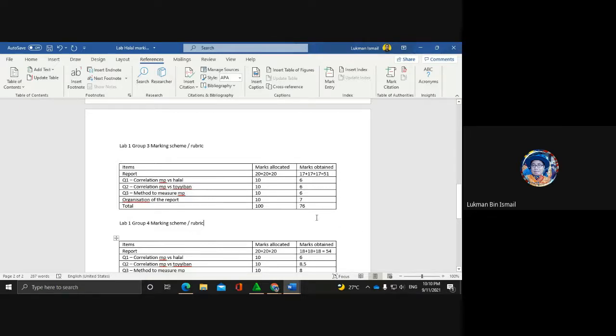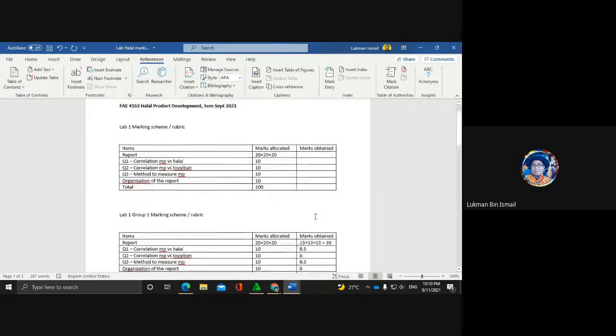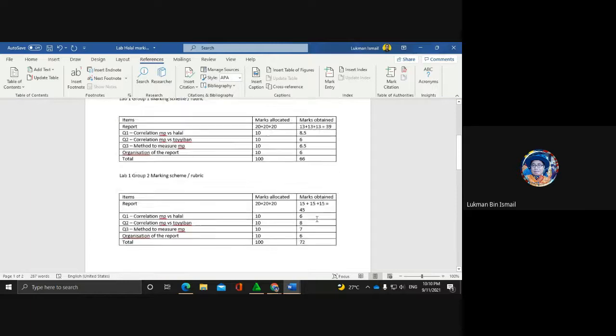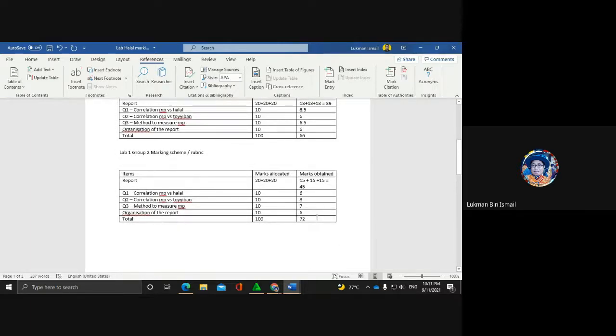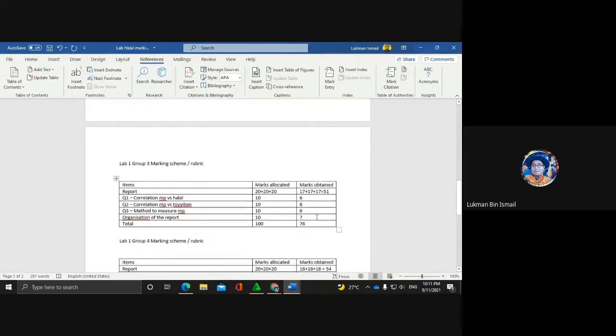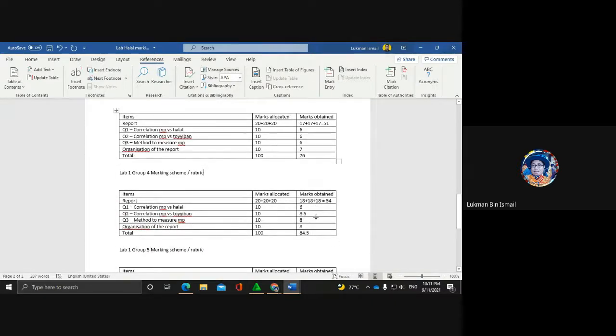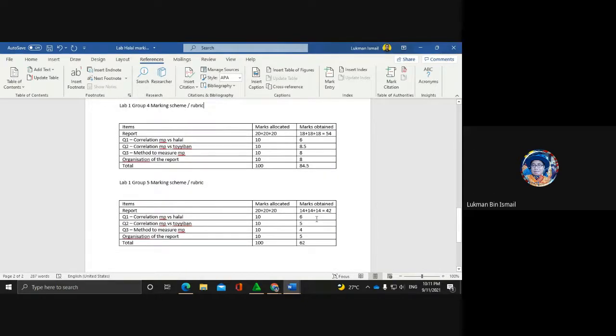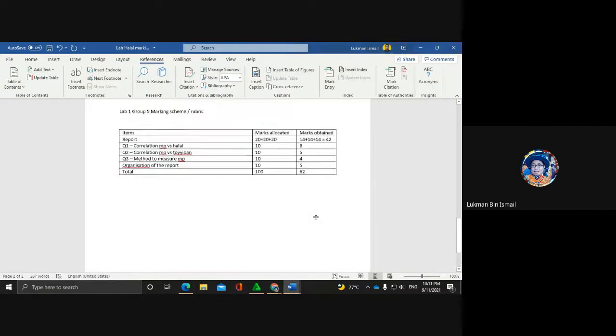Okay, so these are the marks for the whole group for lab 1. Group 1 got 66, group 2 got 72, group 3 got 76, group 4 got 84.5, which is the highest, and group 5 got 62.